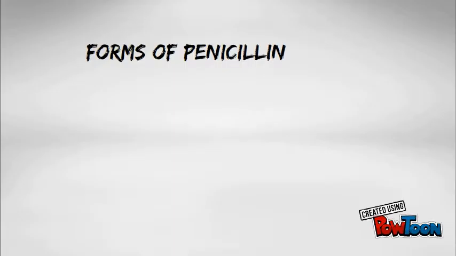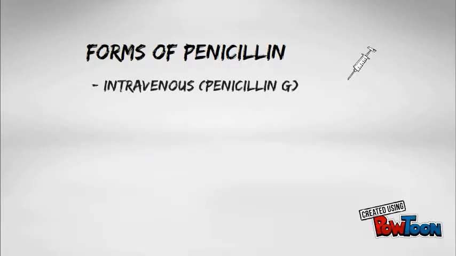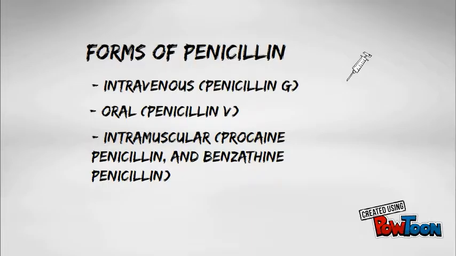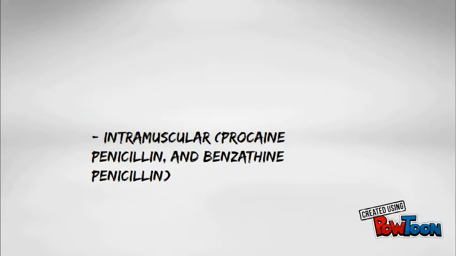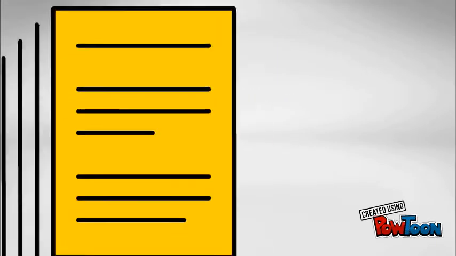Penicillin comes in different forms: the intravenous penicillin, such as penicillin G; the oral form of penicillin, for example, penicillin V; and the intramuscular penicillin, such as procaine penicillin and benzathine penicillin.